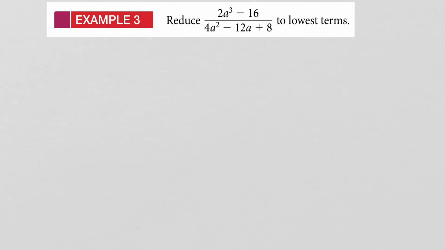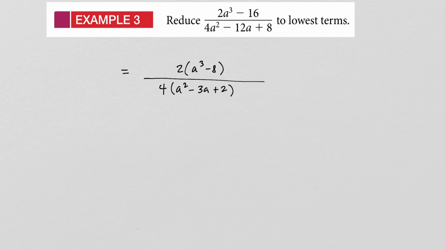In the next problem, similar thing, reduce to lowest terms. So in the numerator, let's talk about factoring. I can pull out a 2 on top, which gives us a cubed minus 8. In the bottom, we can pull out a 4, which will leave us with a squared minus 3a plus 2. And now we just need to factor the rest.